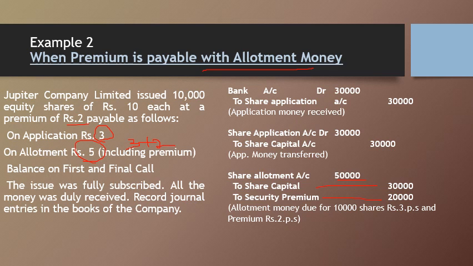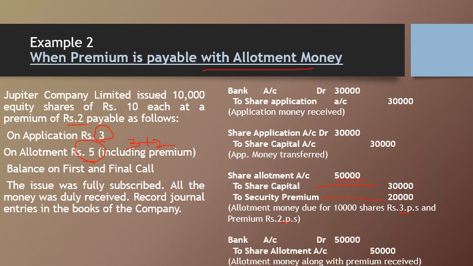So this is how we make the allotment due when the premium is collected on the allotment. Share allotment account 50,000 to share capital 30,000 and security premium 20,000. Allotment money due for 10,000 shares of rupees 3 per share and premium rupees 2 per share. Then next we have to receive the allotment money. Bank account to share allotment, rupees 50,000. So this is how we make entries when the premium is collected along with the allotment money.